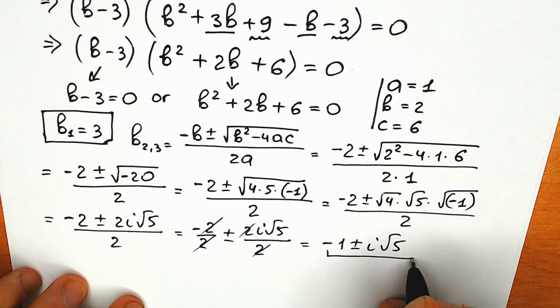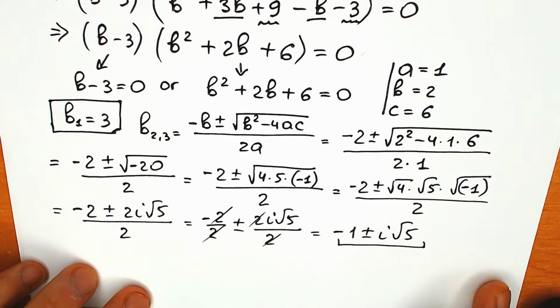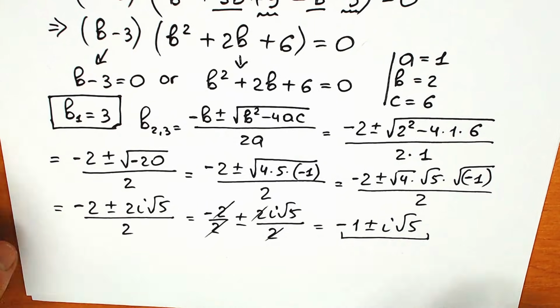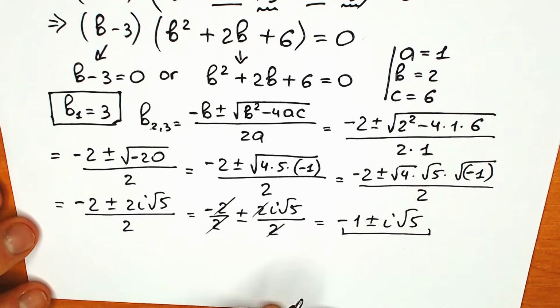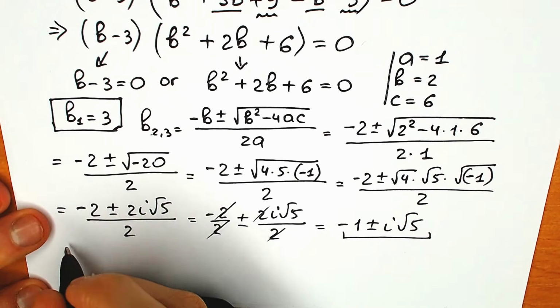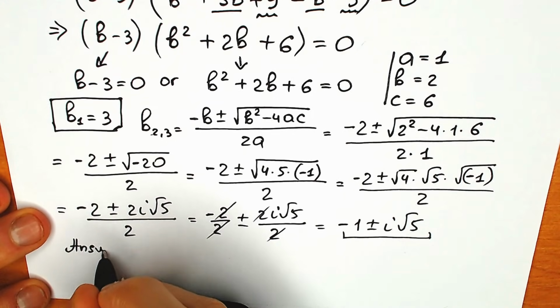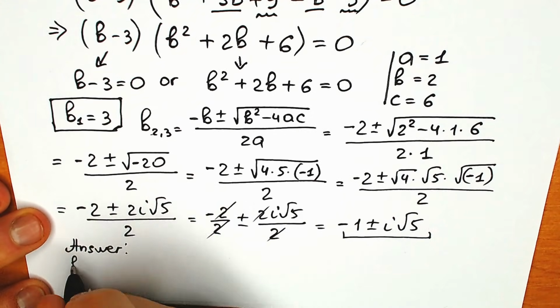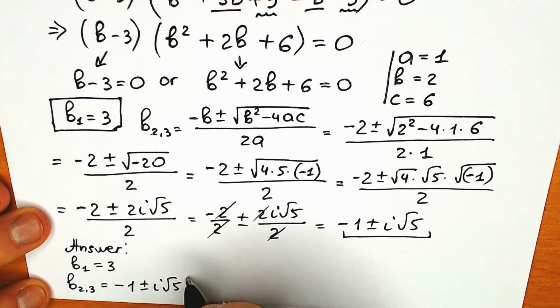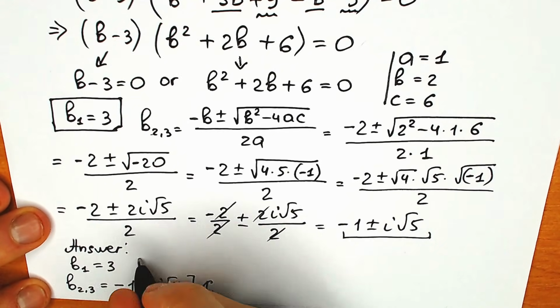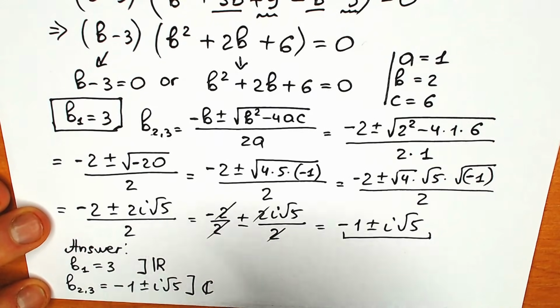So these are our two complex roots. So let's gather all the roots together. So we have b first equal to 3 and b second and third equal to this expression. Let's write, for example, on the left side right here, our answer: b first equal to 3 and b second and third equal to minus 1 plus minus i square root of 5. Two complex roots right here, one real number root right here, so everything is great.